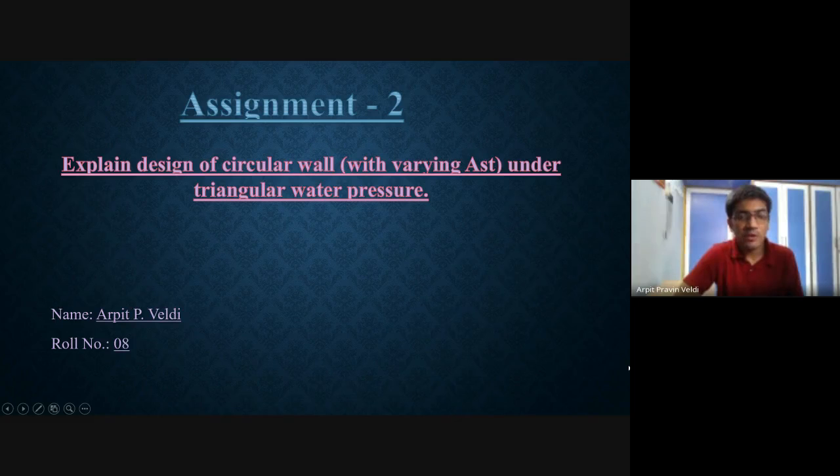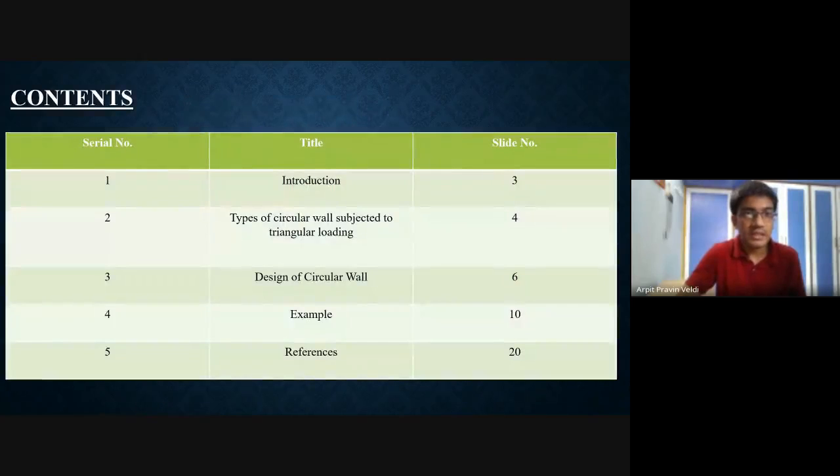Good morning, sir. Today I am going to explain design of circular wall under triangular water pressure with varying AST. These are the contents which I have covered in my PPT. First, introduction. Second, types of circular wall subjected to triangular loading. Third, design of circular wall. Fourth, an example. And fifth, references.